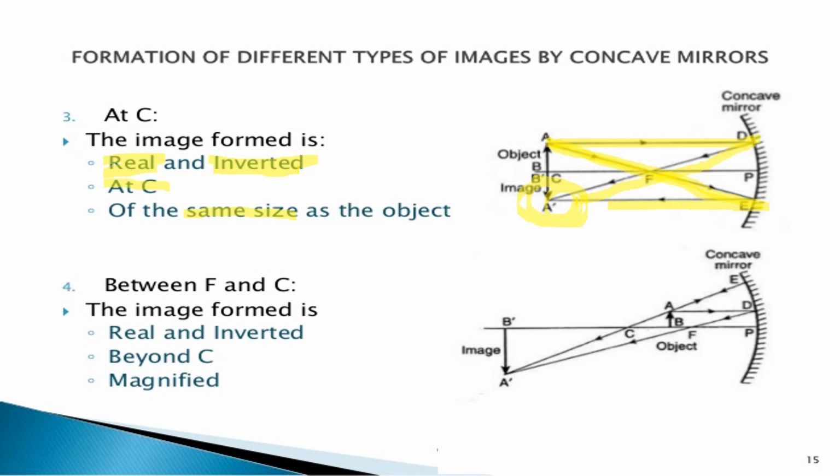Okay. Then coming to the fourth one, here we are taking the object between focal point and center of curvature. Here what we have to do, we are going to draw two rays. One is parallel to the principal axis and the other one we are making it go through the center of curvature. Whenever we are drawing the incident ray parallel to the principal axis, we know that it should go through the focal point. And the other one, we are assuming that it is going through the center of curvature.